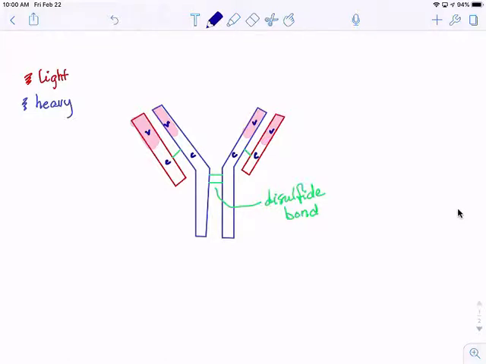So the variable regions are the regions that attach to the antigen, so they're specific to the antigen. And then the constant regions determine what class of antibodies it is. Today we're going to take a look at the antibody classes. And the classes determine how the antibody works and where it's found.